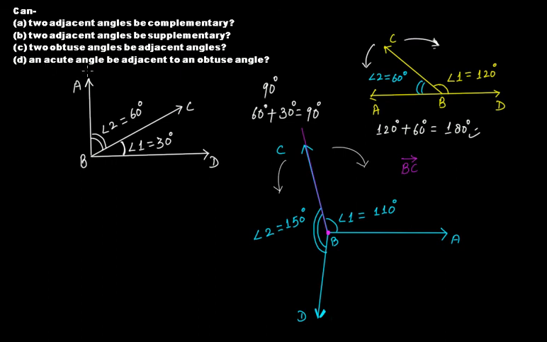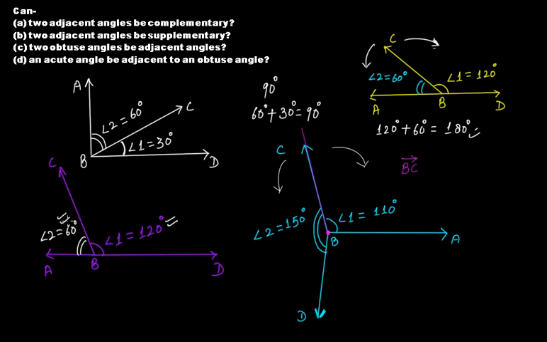What about this one, D? Can an acute angle be adjacent to an obtuse angle? That's very simple. Let's say this is A, B, C and D. This is angle 1, equal to 120 degree, and this is angle 2, that is, let's say, 60 degree. So one is obtuse, one is acute.